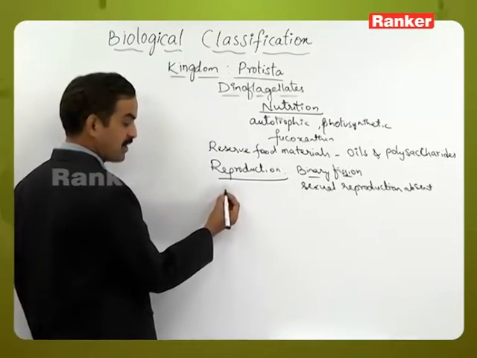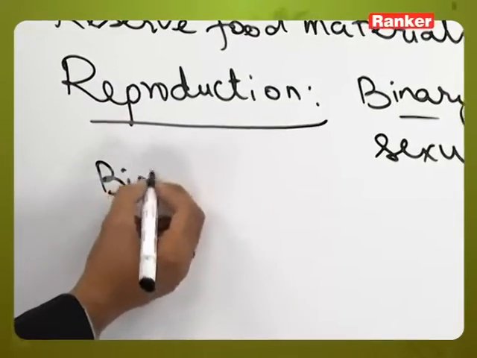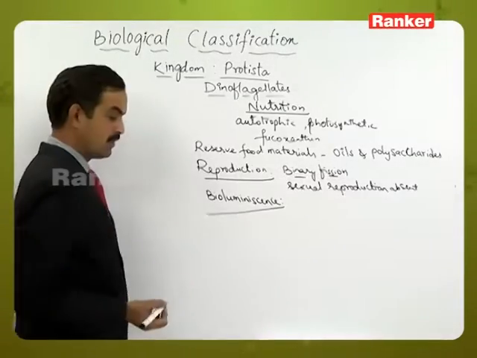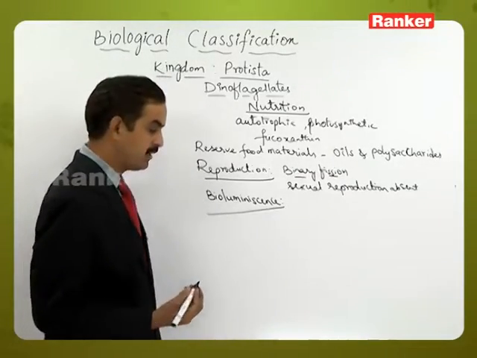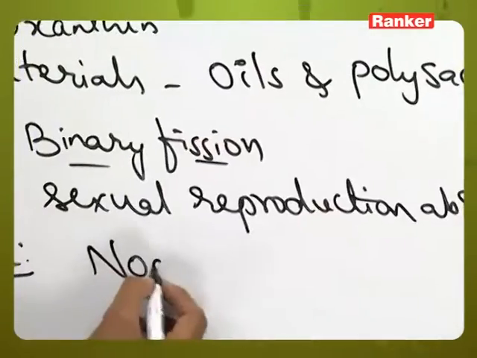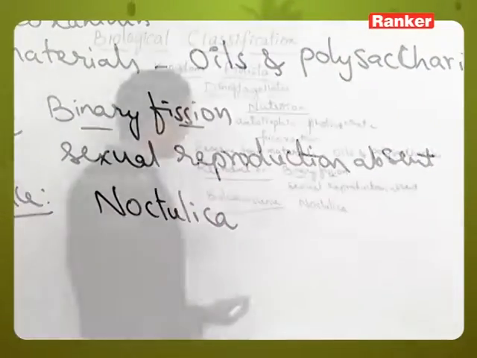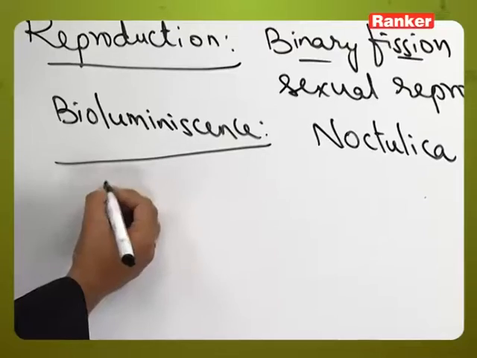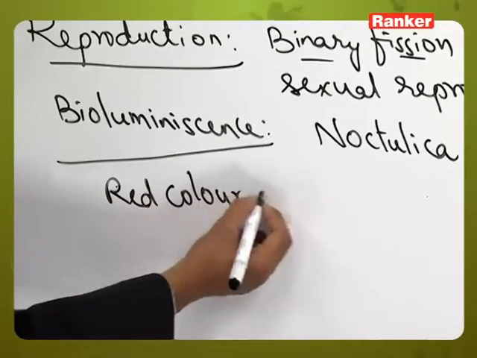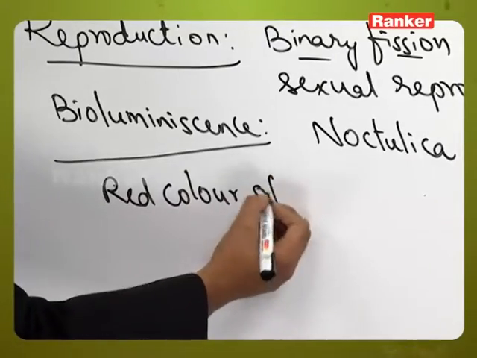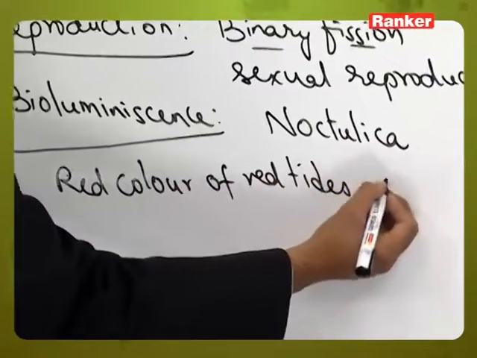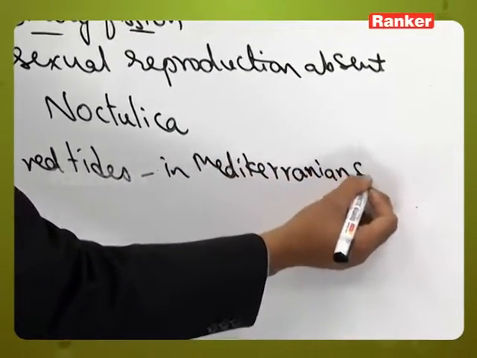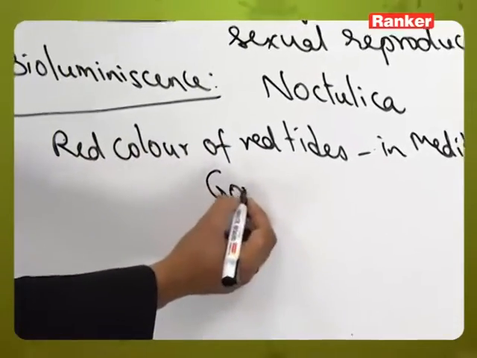Then they have some special features, that is bioluminescence. The bioluminescence property, the ability to emit light, is exhibited by some members like Noctiluca. That is one special feature present in them. And they provide red color to the red tides in the Mediterranean Sea. This property is exhibited by Gonyaulax.